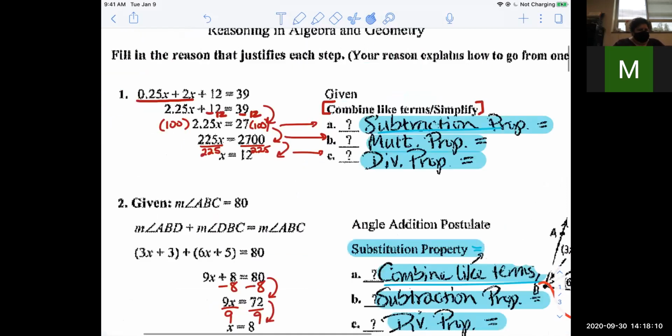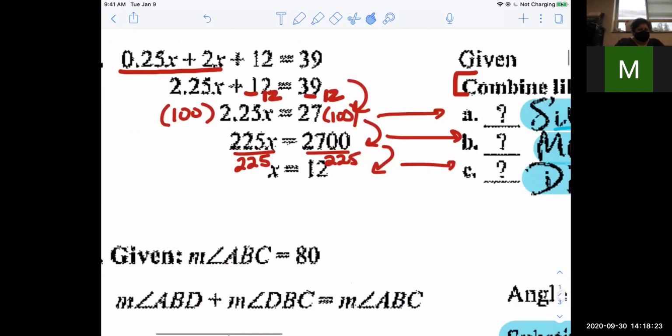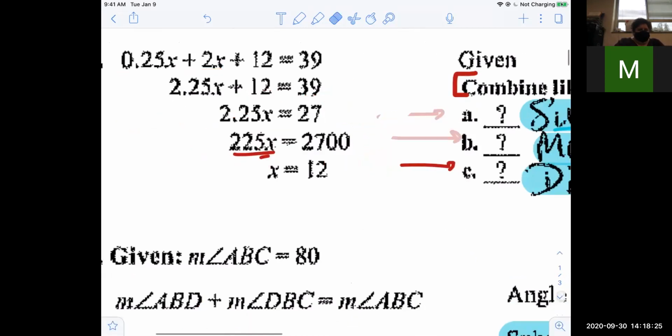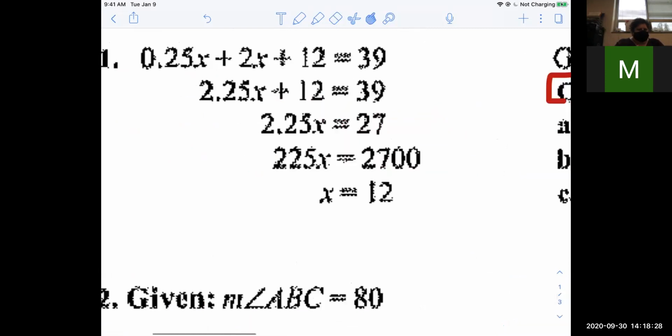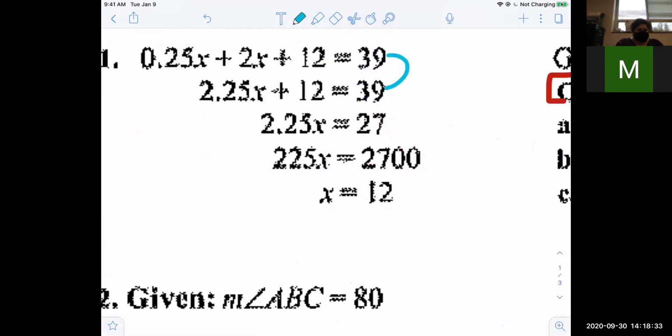Okay, first of all, number 1, you need me to walk through that one? Max? Okay, so you're going from the first step to the second step. So what did they do from here to here? You write that on this line. Okay, so it looks like we're just putting together the 0.2x and the 2x. So that's adding like terms or simplifying. Tell me why that's not addition, property of equality.